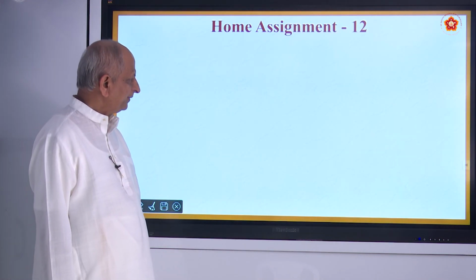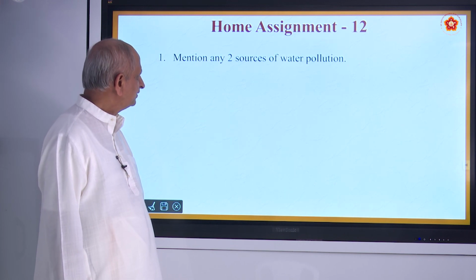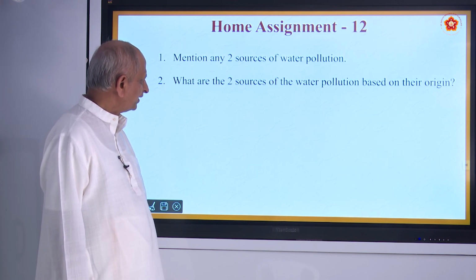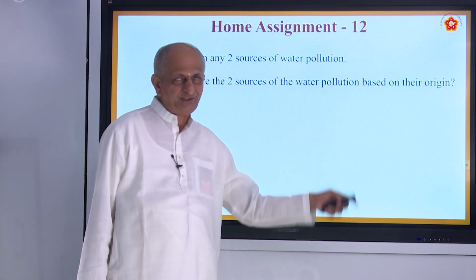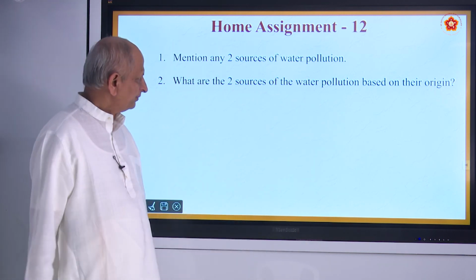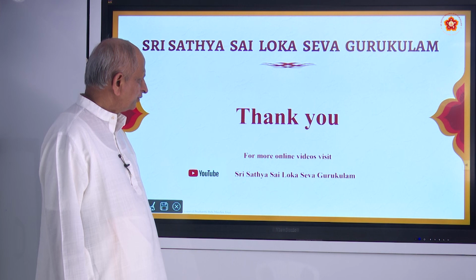Okay. Now coming to home assignment, we will close with that. Mention any two sources of water pollution. What are the two sources of water pollution based on their origin? There are two types. You must tell it. So that's all the questions.